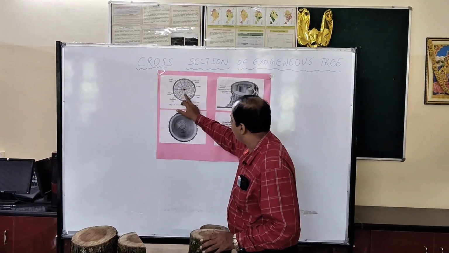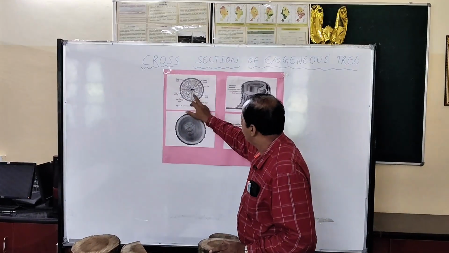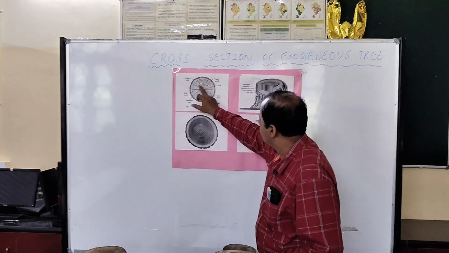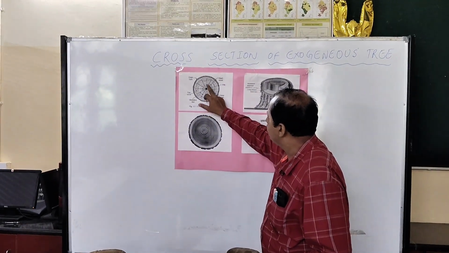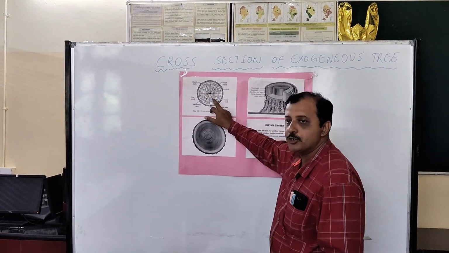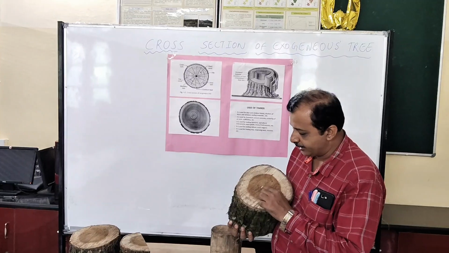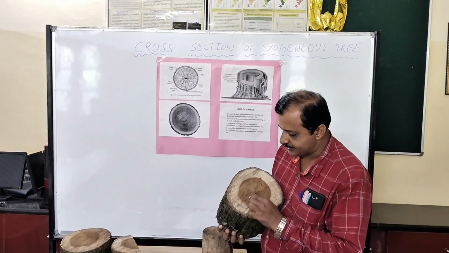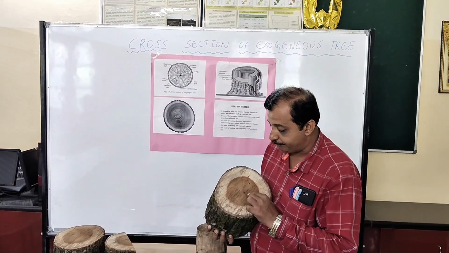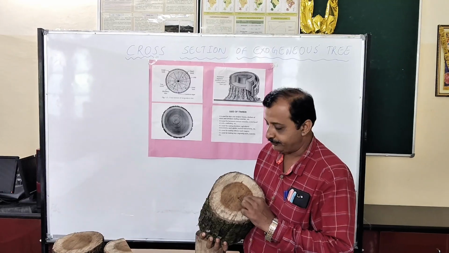The innermost part of the tree surrounding the pith, we call it heartwood. You can see this is the heartwood, this portion, the innermost part of the tree surrounding the pith.